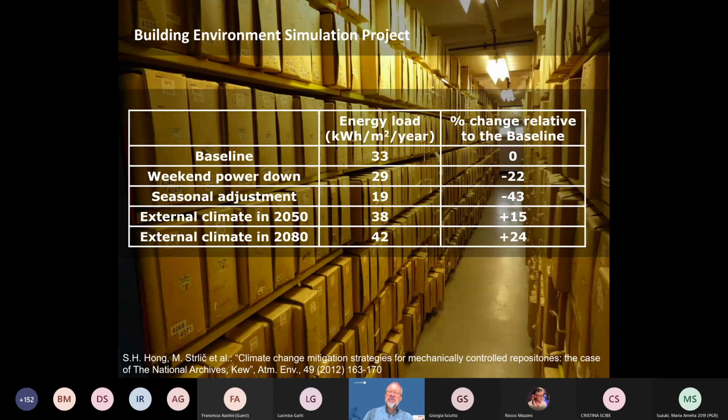And it turns out that if we downscale the external climate and use the downscaled temperature and relative humidity data for Kew in Southeast London, we would save enough energy to offset the requirements to work against the external climate by 15%, by about 30%, and by about a half even in 2080. So using a fairly simple seasonally adjusted environmental management system in a repository in Kew at the National Archives, it is not only possible to save 43% of the energy bill today, but it will be possible to offset even climate change requirements in 2080 fairly comfortably.